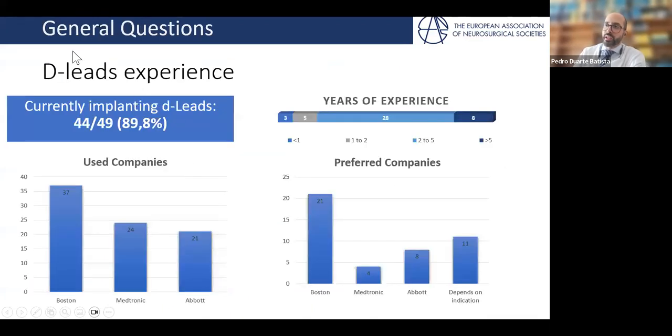The first thing we asked was if they had experience with directional leads, and 89.8% of the respondents were currently implanting the leads, most of them with between 2 and 5 years of experience. The companies they worked with were mainly Boston, followed by Medtronic, and finally Abbott. But most of the respondents preferred Boston, as we can see here.